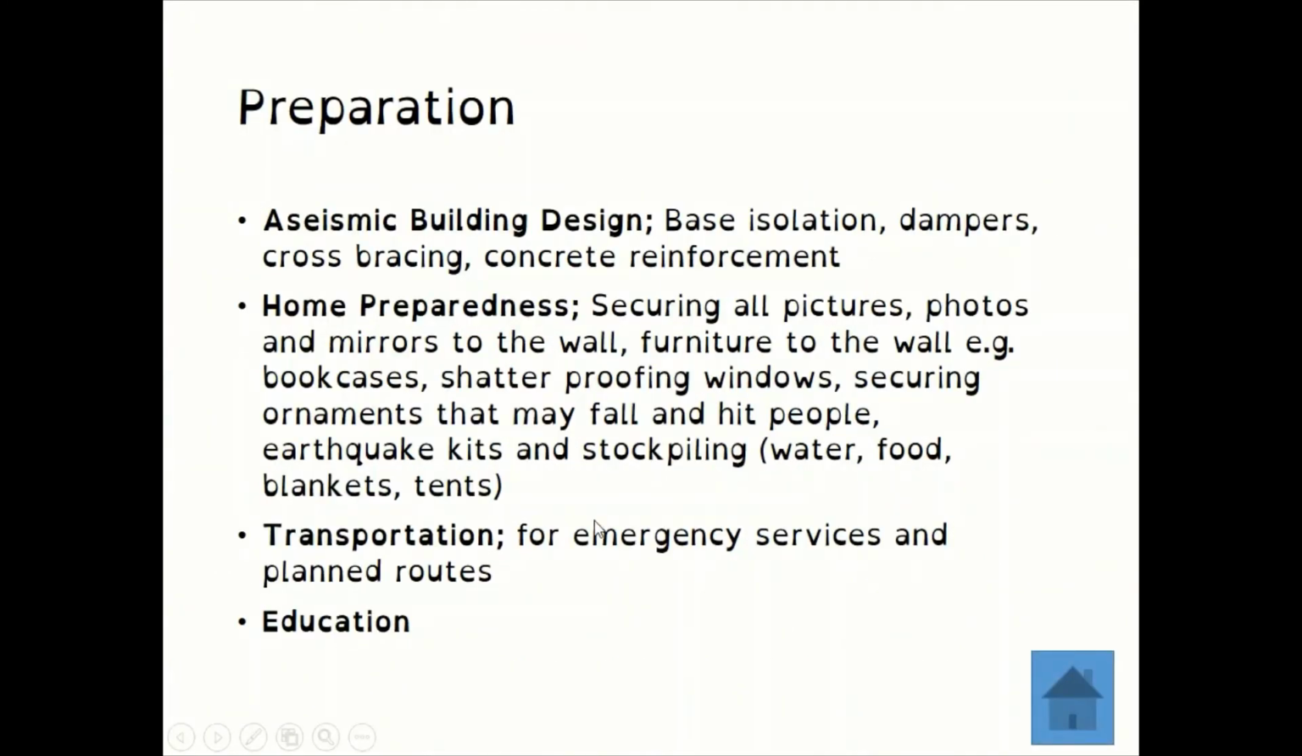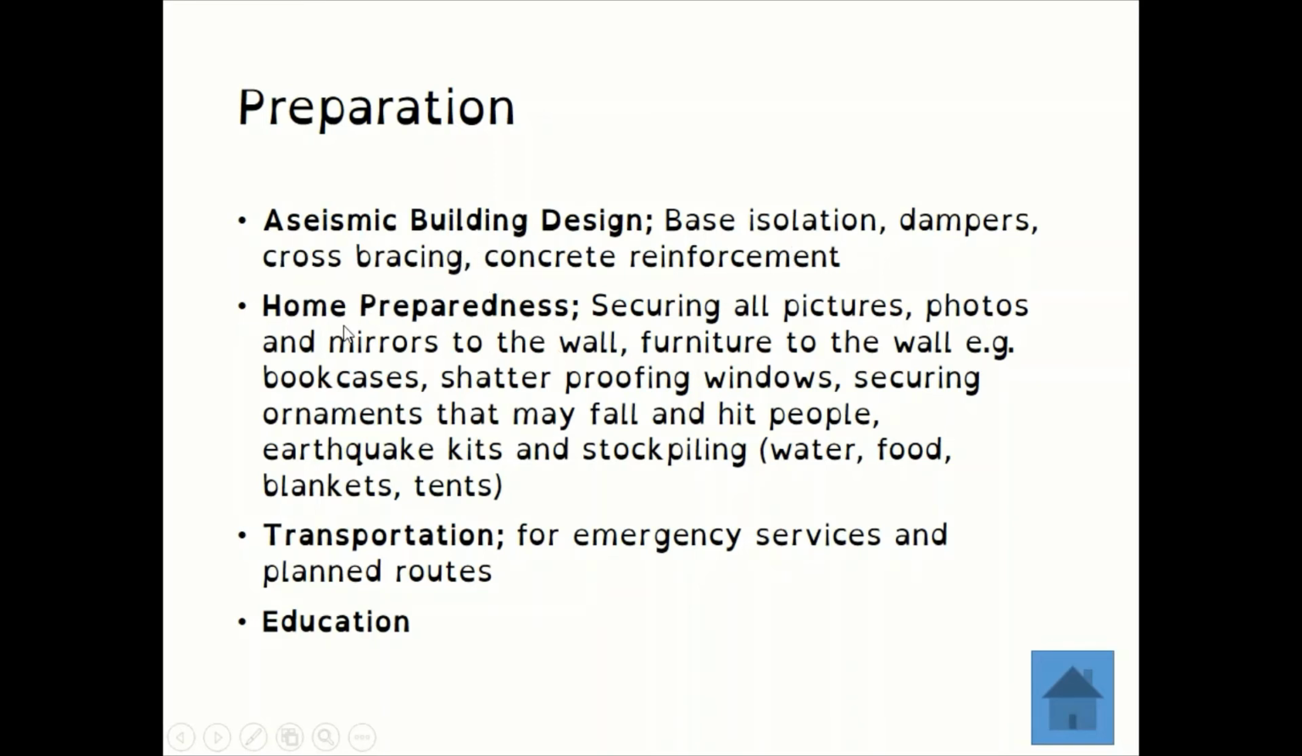But what we can do well is we can prepare, and then we can put those plans into place and protect during the actual event. So the biggest one being seismic building design. Japan, in 2011, 75% of the buildings were already aseismic proof. Haiti, 0%.